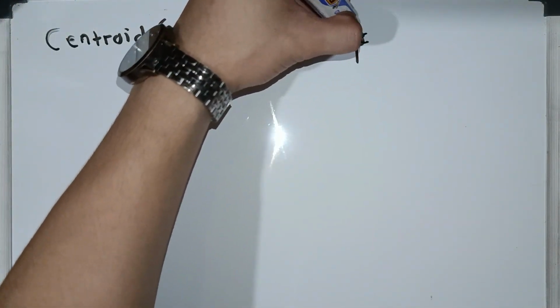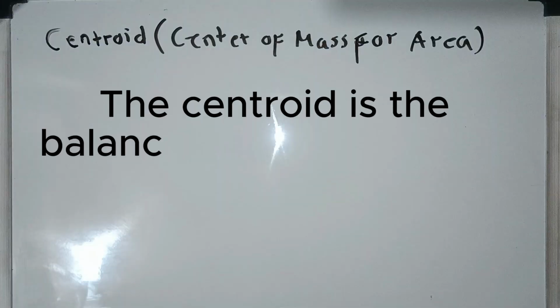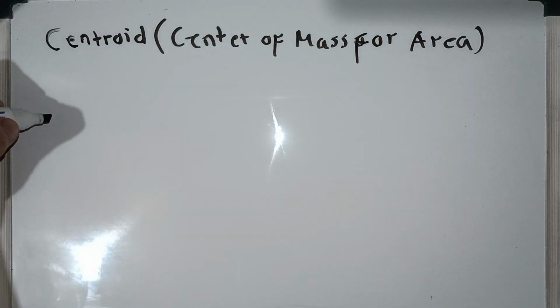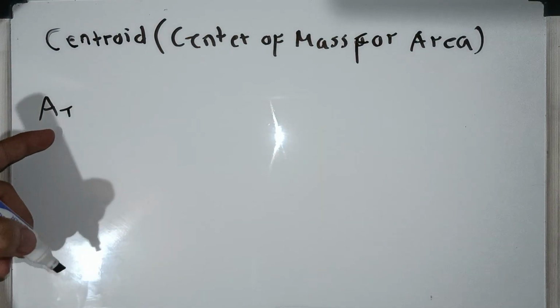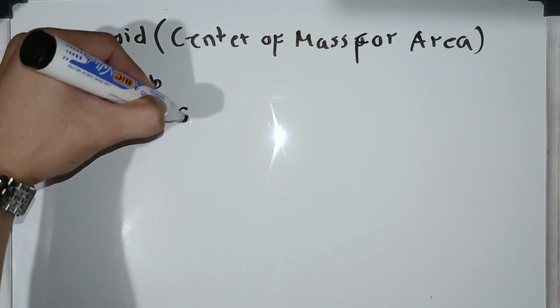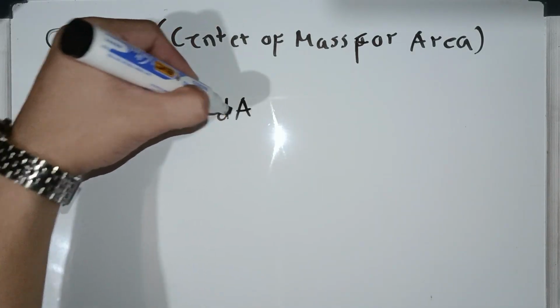Now let's proceed to our second topic, which is the centroid, or the center of mass for area. The centroid is the balance point or average position of a shape or object. It is crucial in engineering design for weight distribution and determining where to place supports in construction. It is also used in balancing beams or objects. And we have a formula: A_T, which is the area total, multiplied by y bar is equal to the integral from a to b of d multiplied by dA.